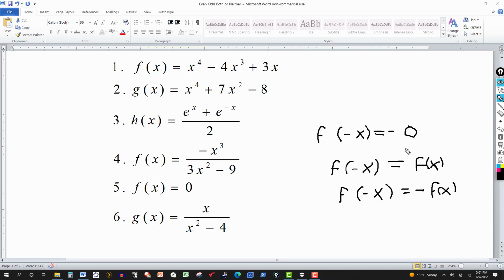So this is the only function that is both even and odd. It's symmetric with respect to the y-axis. It's also symmetric with respect to the origin. Okay, because it turns out the graph is just the x-axis.